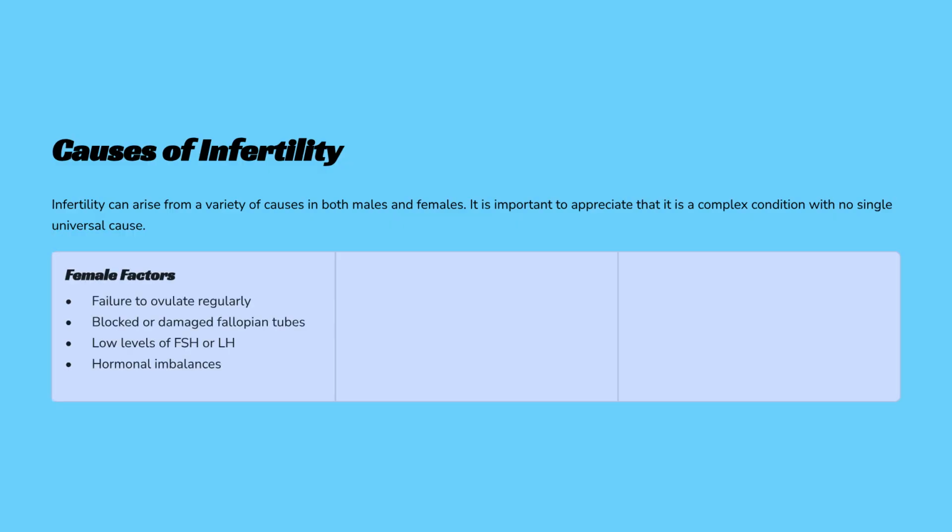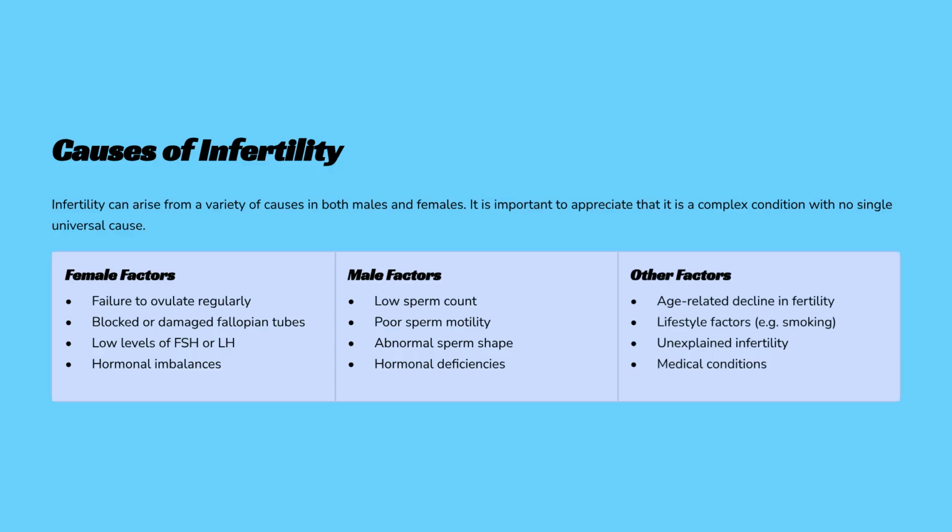Infertility is complex. Female factors include irregular ovulation or hormonal imbalances. Male factors often involve sperm count or motility issues. There are also other factors like age, lifestyle choices such as smoking, or unexplained medical conditions.